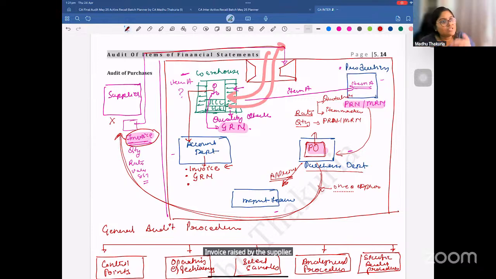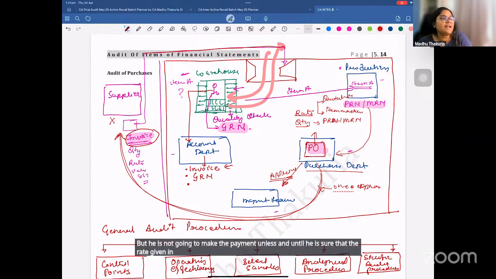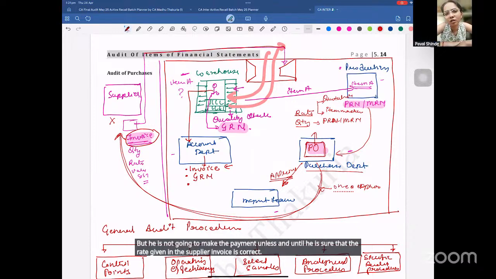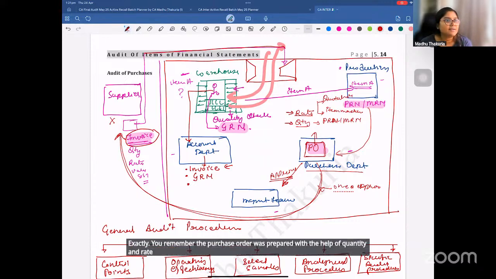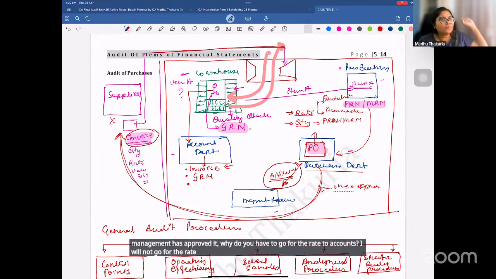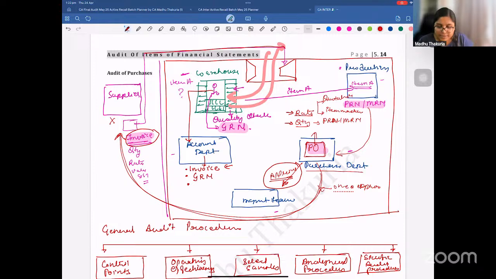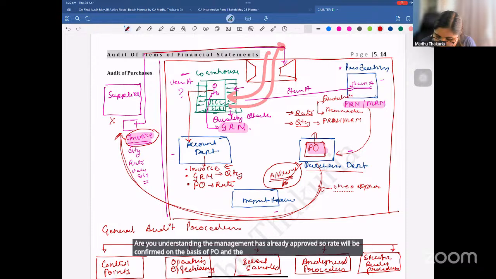See, the accounts department has the invoice, but he is not going to make the payment unless he is sure that the rate given in the supplier invoice is correct. The purchase order. Exactly. You remember the purchase order was prepared with the help of quantity and rate, and then management approved that quantity and rate. So the accounts guy will not go for the rate in the market, because the management has already approved it. So the rate will be confirmed on the basis of the PO and the quantity will be confirmed on the basis of the GRN. And that's how you confirm the invoice.